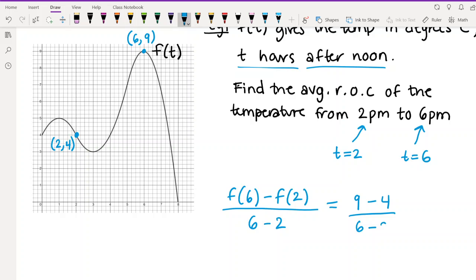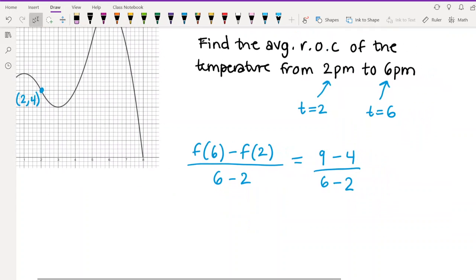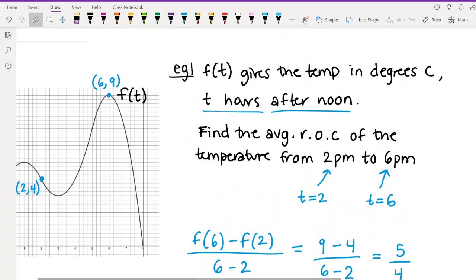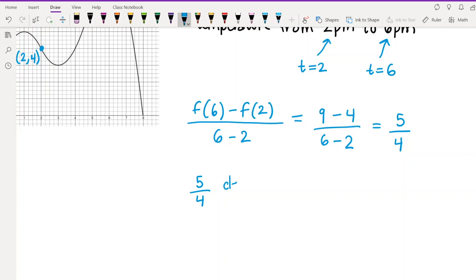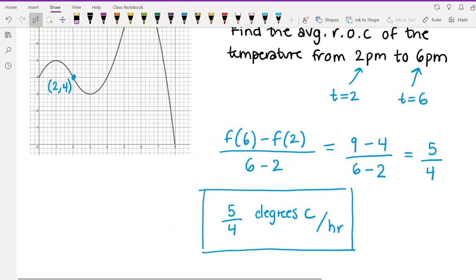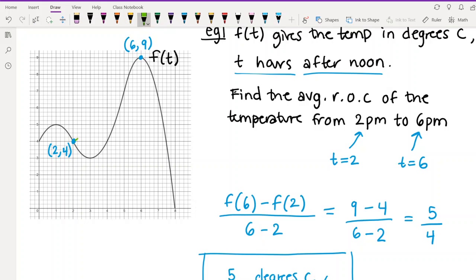And then in the denominator, we have 6 minus 2. And so what do we get? 9 minus 4 is 5. 6 minus 2 is 4. And so our answer is 5/4, which can also be written as 1 1/4 or 1.25. And what are our units? Well, we're talking about degrees Celsius per hour, right? Because that was the time unit. And so again, just to tie that to reality of what's actually happening in this graph, that is telling us the slope of this line.